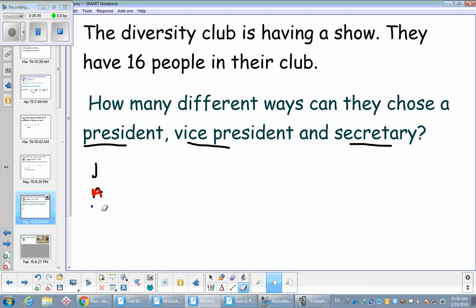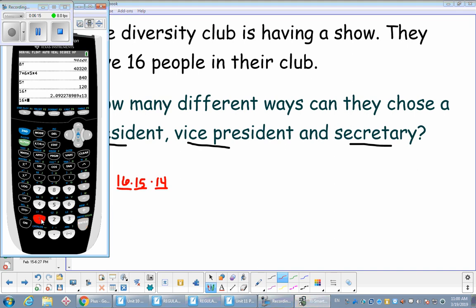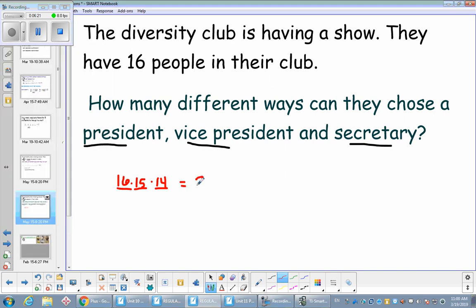So I have 16 people to choose from, and I have 3 spots. So I could choose 16 different people to be the president. But once I put one person in the president, I only have 15 people left to choose from to be the vice president, and I only have 14 people left to choose from to be the secretary. So this isn't 16 factorial, it's 16 times 15 times 14 because we only have 3 spots. So I'm going to do 16 times 15 times 14. And that gives me 3,360 different ways to choose a president, vice president, and secretary from 16 different people.